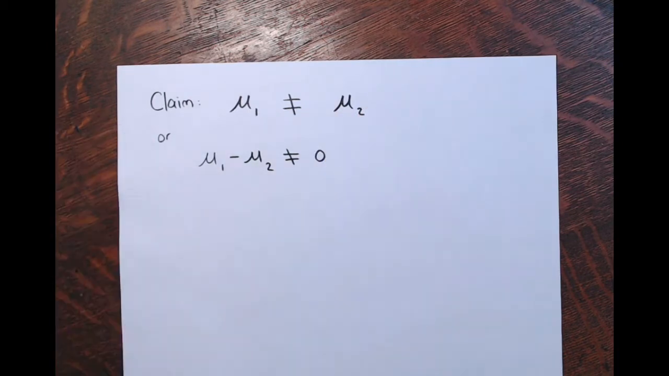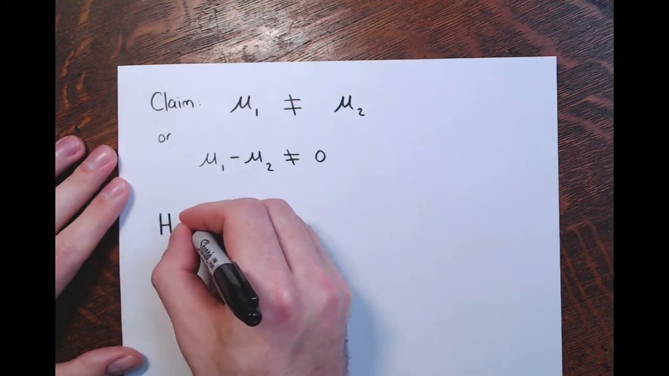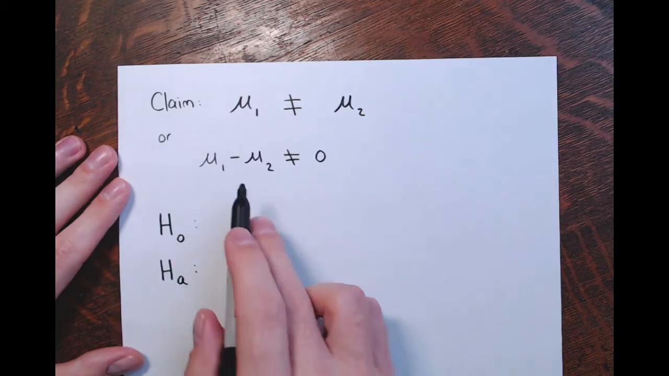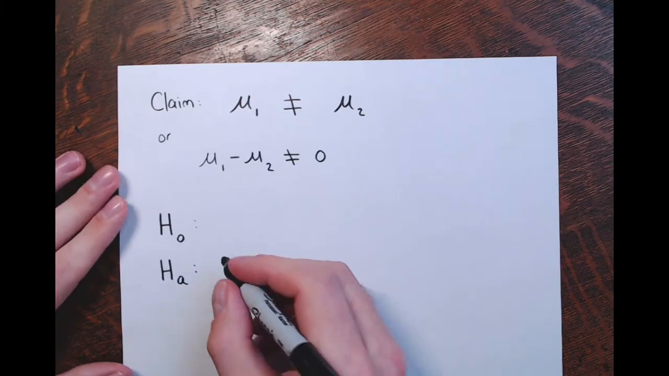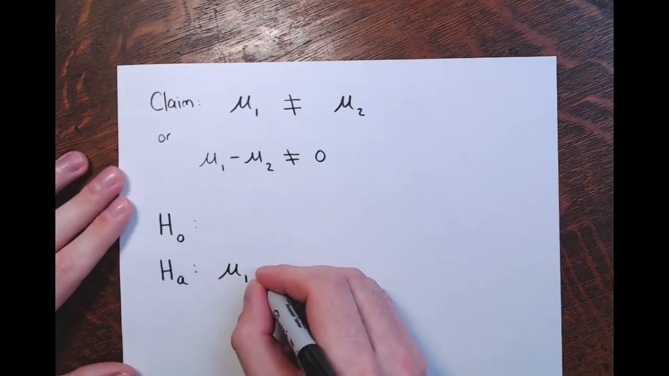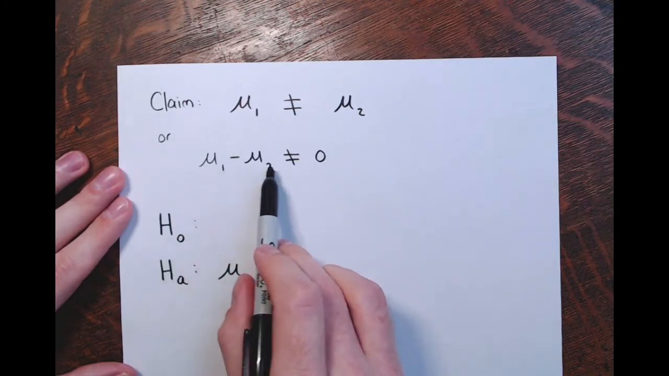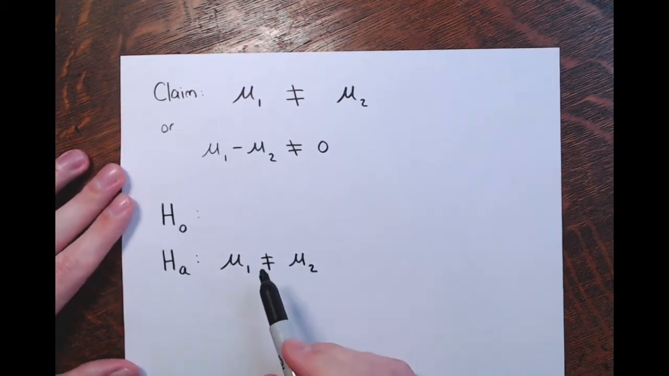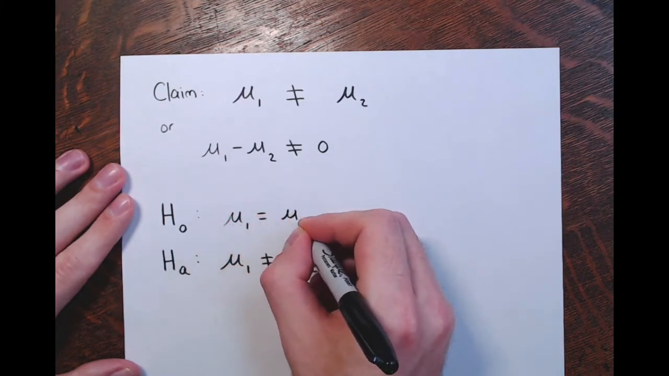All right, but once a claim is established, then you can set up those hypotheses: the null hypothesis and the alternative hypothesis. The claim here does not involve equals. It is not equal, so that's going to be represented by the alternative: mu1 is not equal to mu2, or mu1 minus mu2 is not equal to 0. And then the null and alternative hypotheses should be opposing statements. The opposite of is not equal to is equal to.